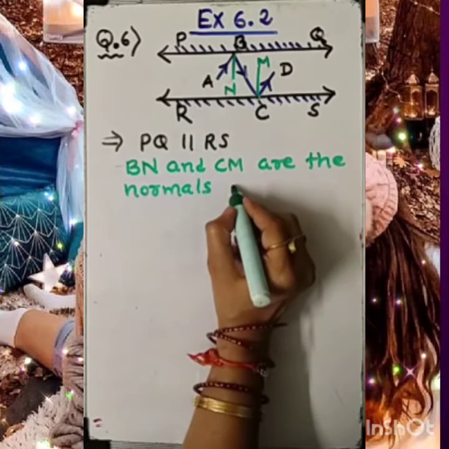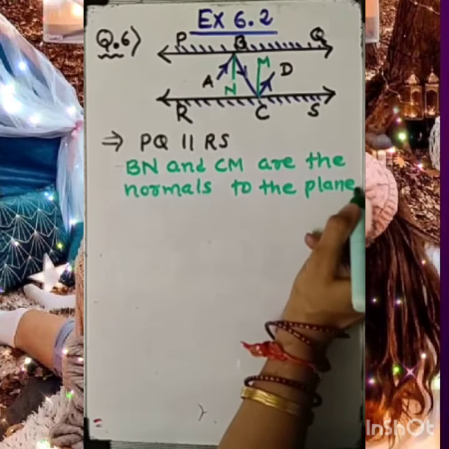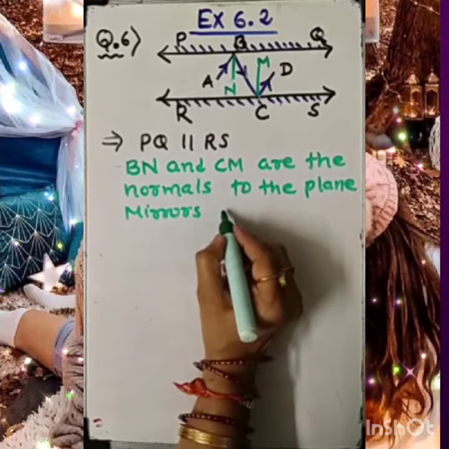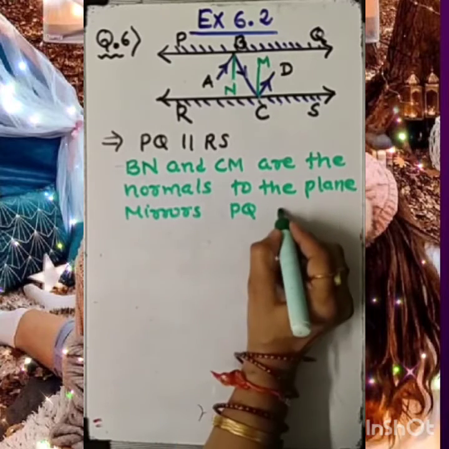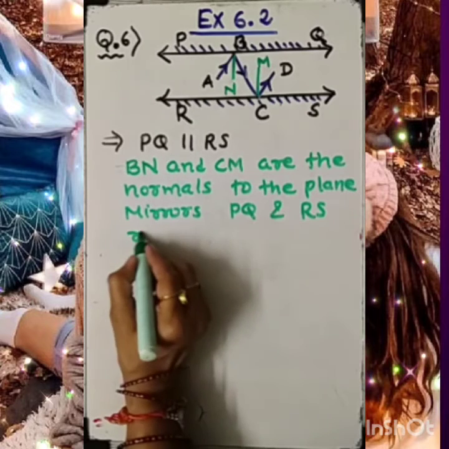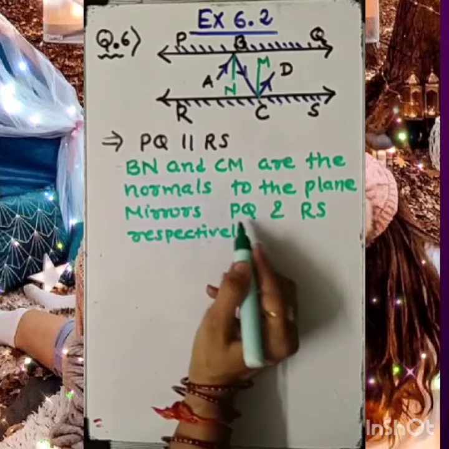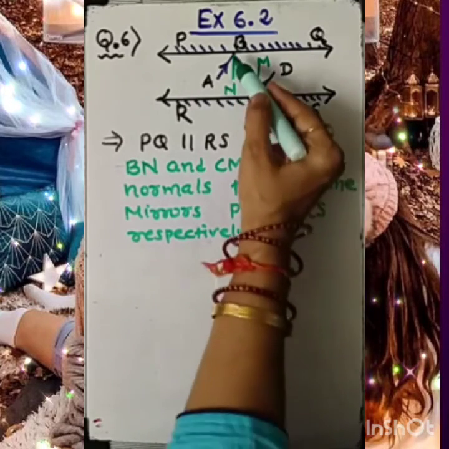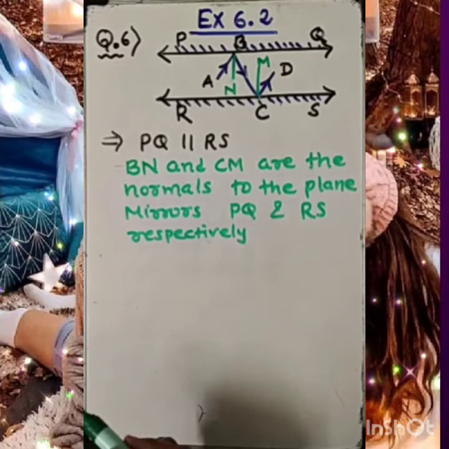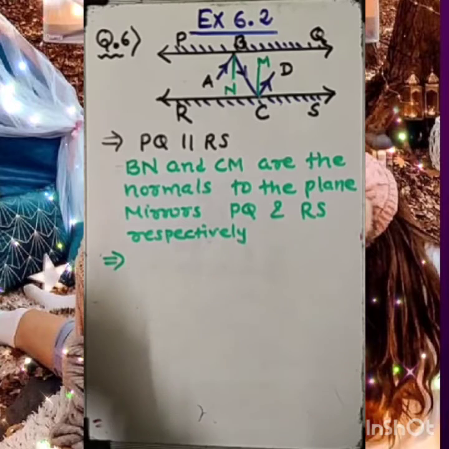They are the normals to the plane mirrors. First mirror is PQ and another mirror is RS respectively. One by one respectively we are mentioning. For the PQ mirror it is BN and for the RS mirror it is the normal CM. Now it implies that they are standing perpendicular.